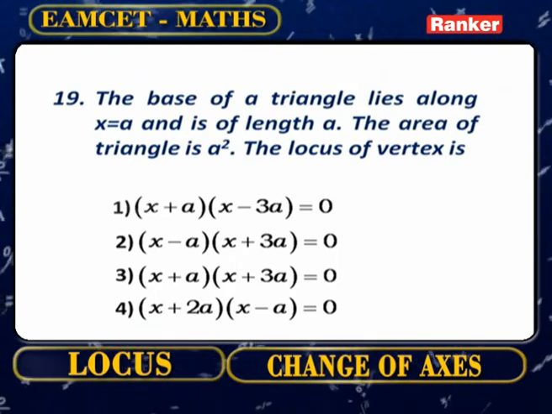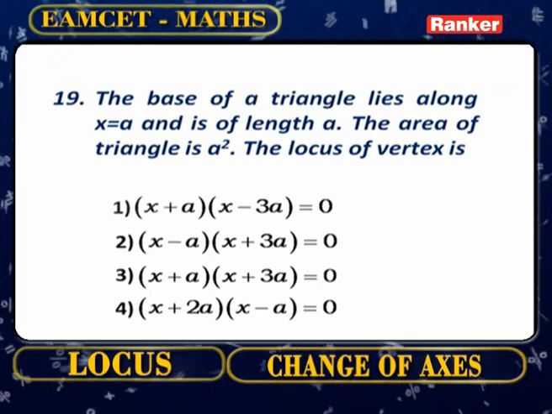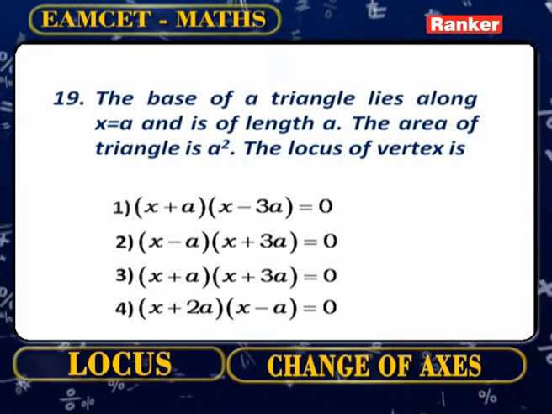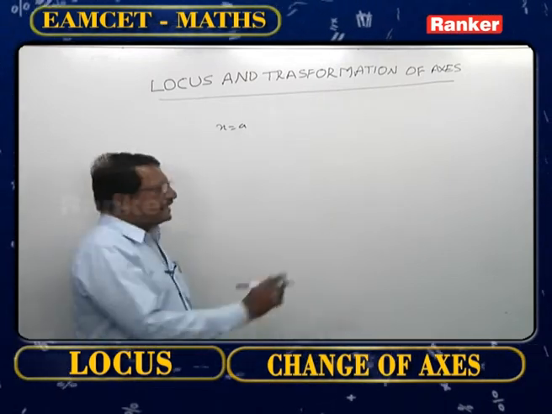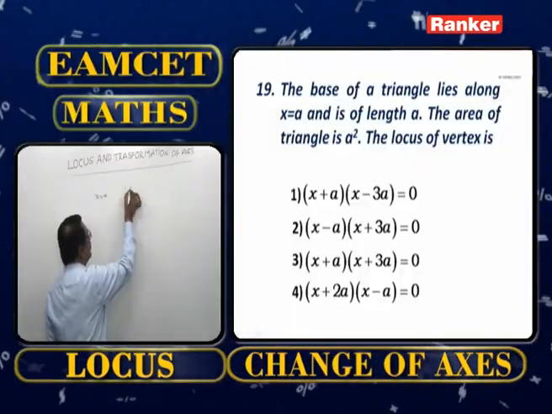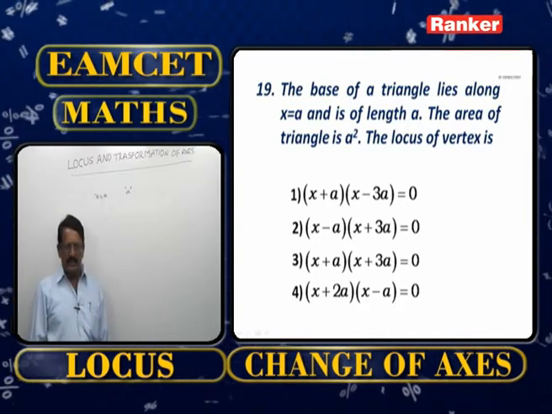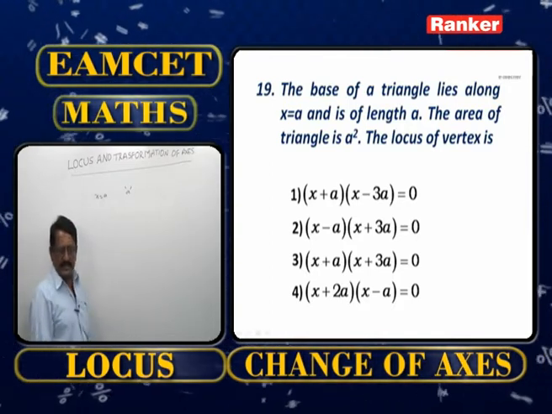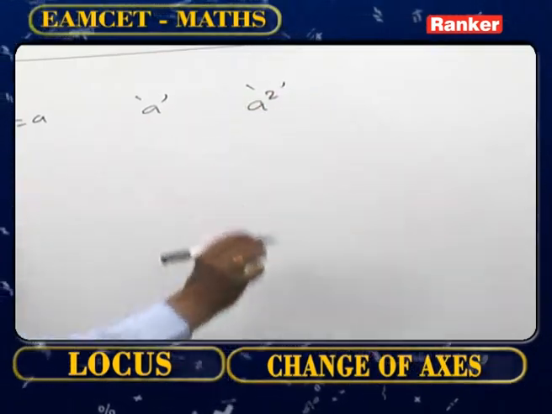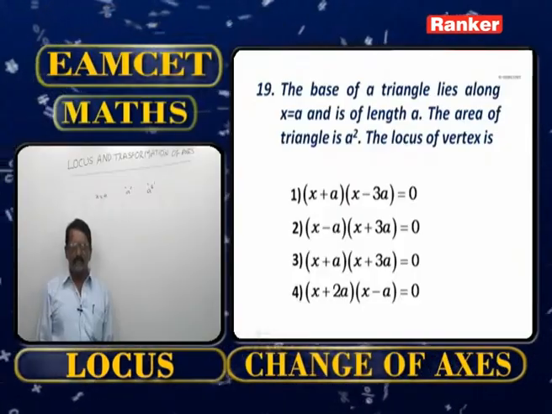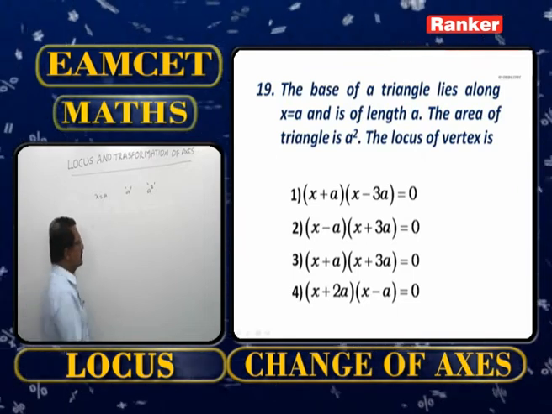Next, the base of a triangle lies on the line x = a and is of length a units. The area of the triangle is a square. Find the locus of the vertex.